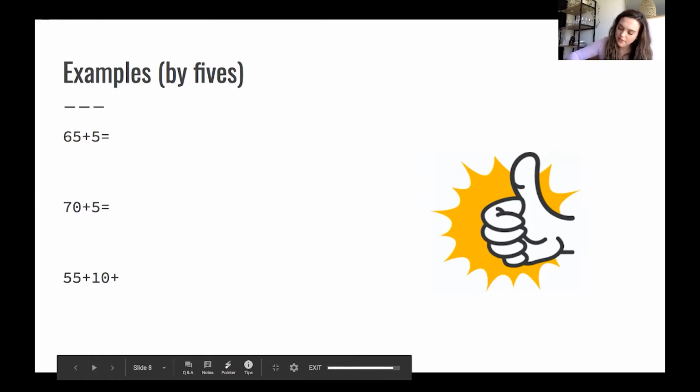65 plus 5. Okay, so if I'm looking at this problem, what is our first number? It is 65. So I'm going to look at 65 and say, okay, I want to add 5. So I'll go like this. Whoop. And that is the answer. 70 is the answer. Because I know that these are moving by fives, I know that I just need to add one of these, and then I have arrived to my answer.